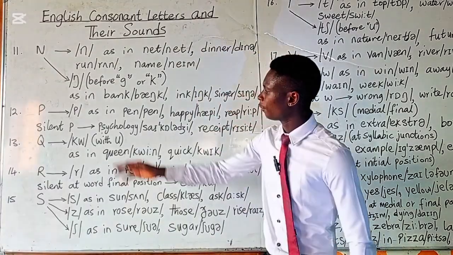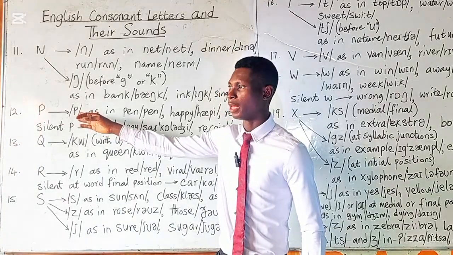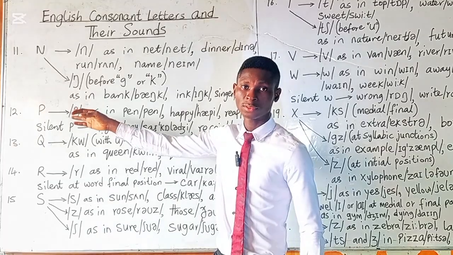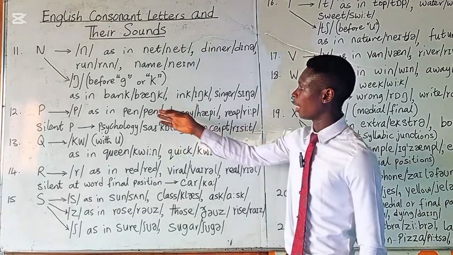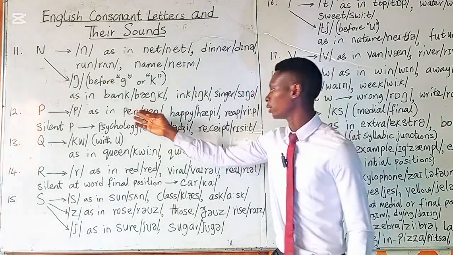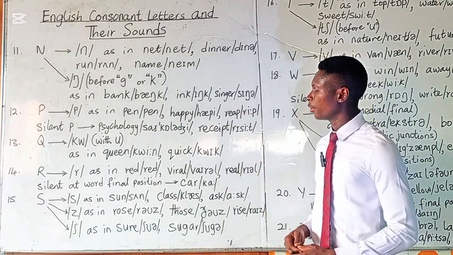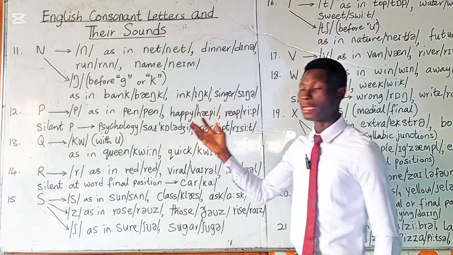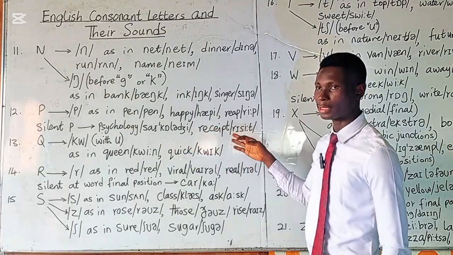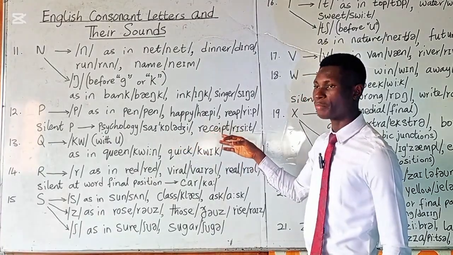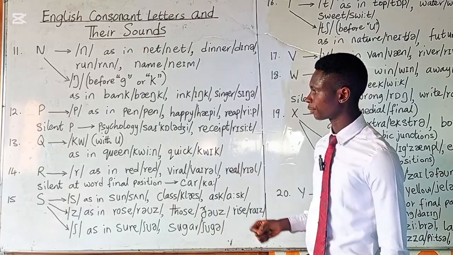Also, we have letter P. Letter P can represent the P sound, the voiceless bilabial plosive sound, as in pain, happy, reap, at word initial position, medial position, final position. Then in some words, we can have the silent P, as in psychology, receipt. There's no P sound in receipt, though we have the letter.